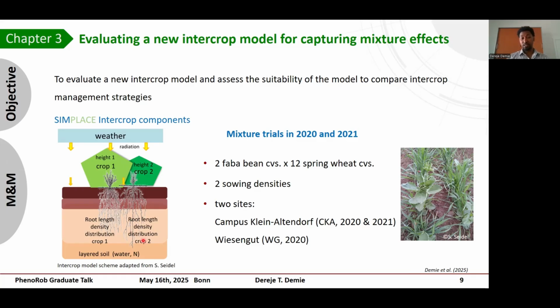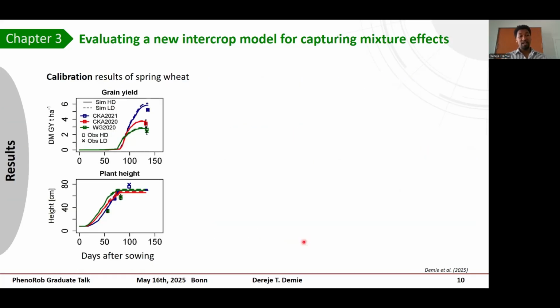Under two soil densities in two sites, Klein Altendorf, which is around 20 kilometers from Bonn, in two years, 2020 and 2021, and then Wiesengut only in 2020. Now I show you some results from model calibration. We calibrated the model only in monocultures, and we let the model simulate the intercropping system. The competition and complementarity implemented in the model should capture the mixture effects.